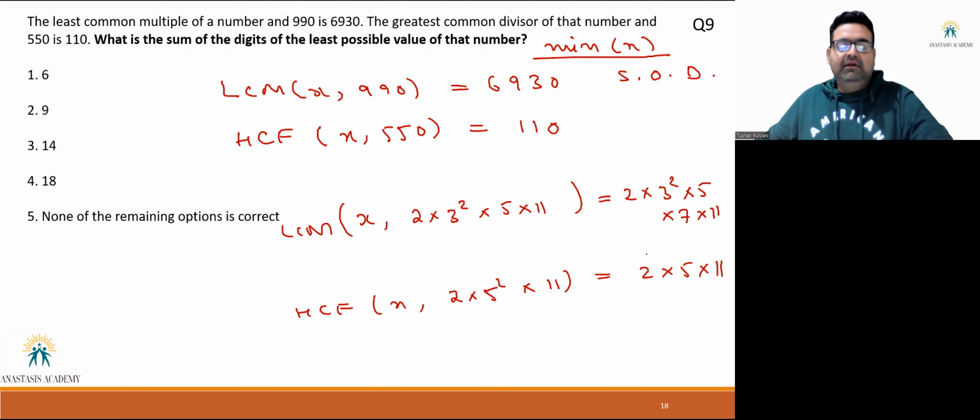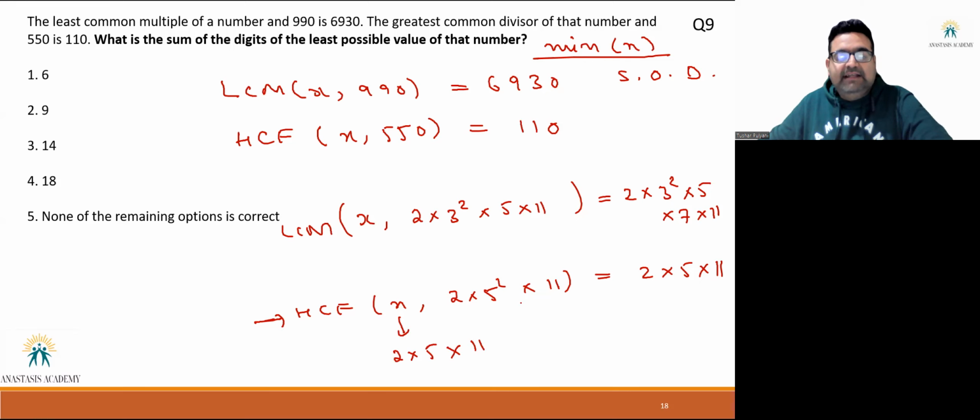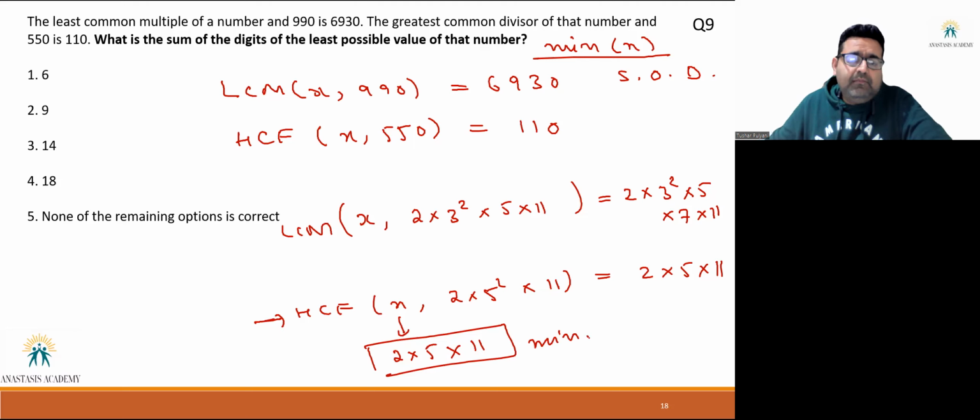Now, if you look at the thought of HCF and LCM, look at HCF first. X with this is giving HCF only 2, 5, 11. So if I have to minimize X, I have to take these factors because those are coming in the HCF. The second 5 may or may not be there in X, but this much minimum I have to take. So based on the statement of HCF, X minimum has to be 110.